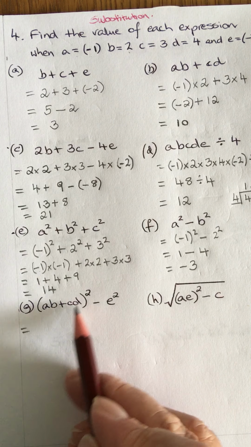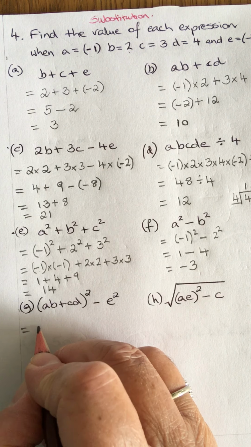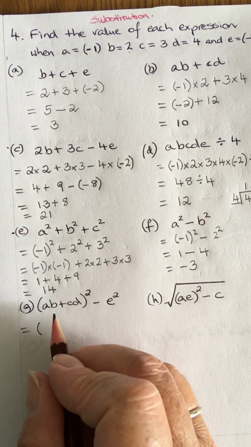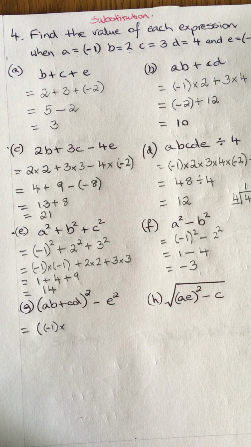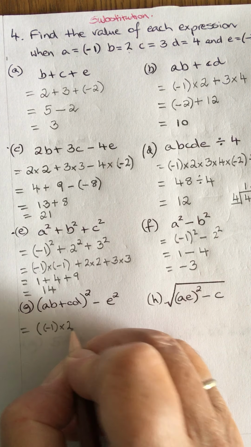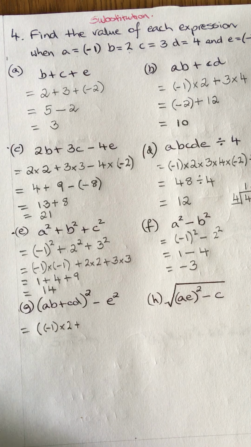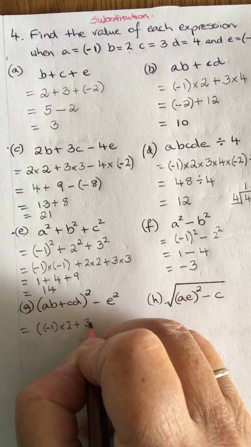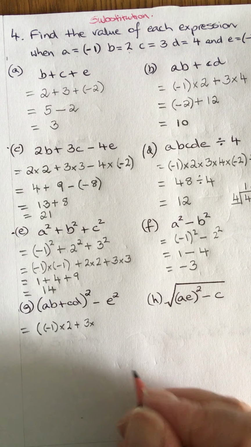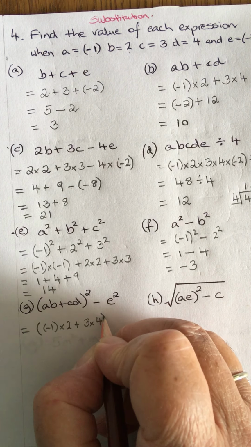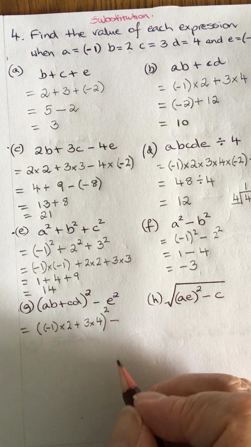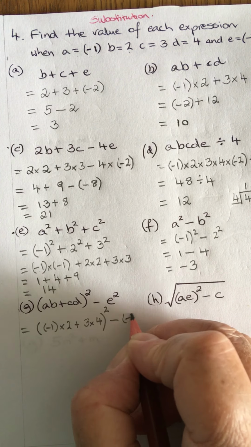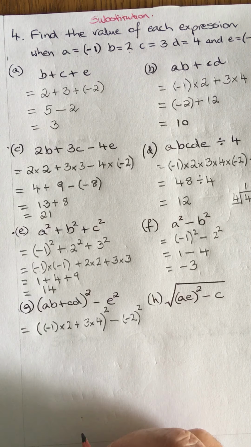Right, we now have something in a bracket. So let's put the numbers in. A is negative 1, times B is 2, plus C is 3, times D is 4. And that's all in a bracket, and the whole thing in the bracket is squared. We then have minus e squared, and e is negative 2 squared.